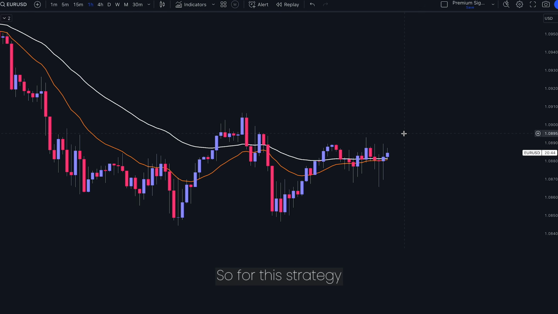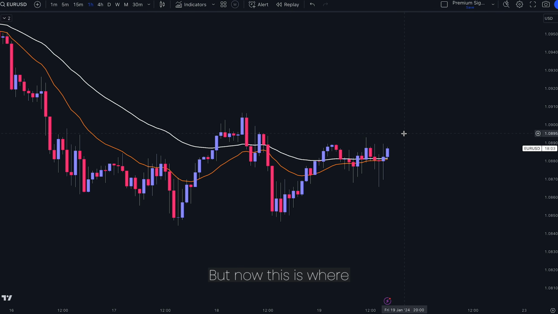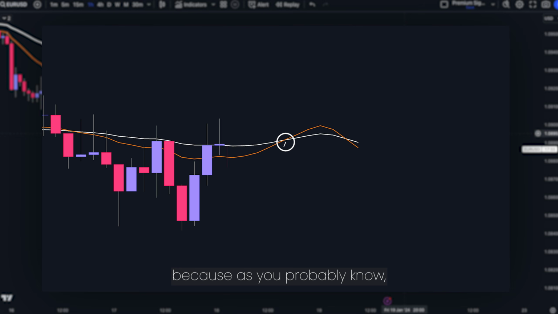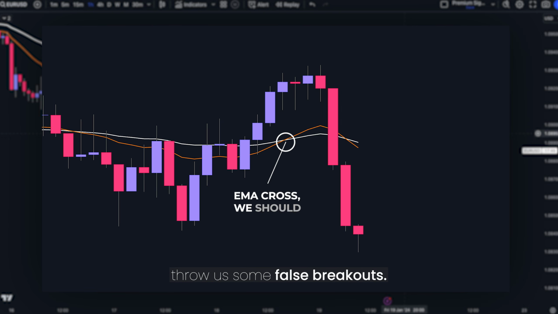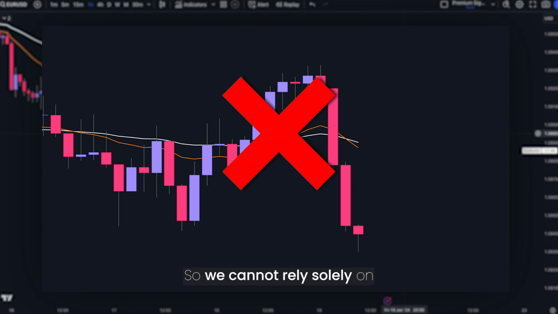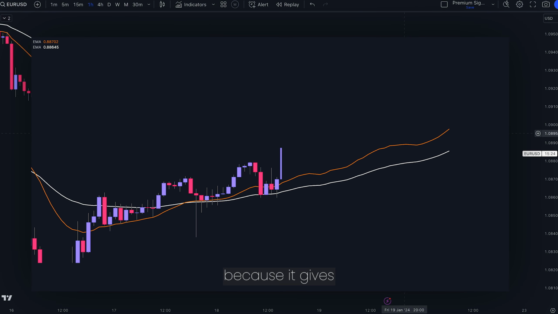So for this strategy to actually work, it's very important that you wait patiently for that bullish crossover to occur, which means in this case we are looking for a buy trade when the 20 EMA crosses above the 50 EMA. But now this is where it gets really interesting, because planning and having an A+ setup all the time is a bit of wishful thinking, because as you probably know, the market can be unpredictable sometimes and throw us some false breakouts. So we cannot rely solely on that EMA crossover, and that's why we need those 2 successful retests, because it gives the market enough time to actually develop a trend.